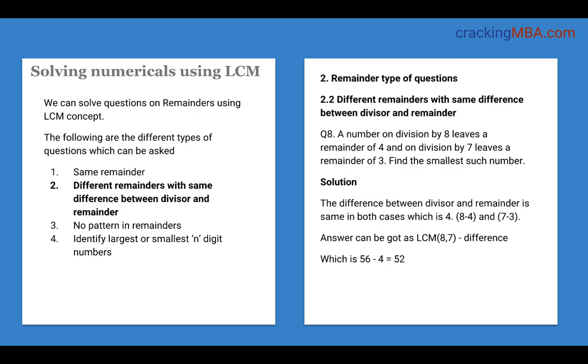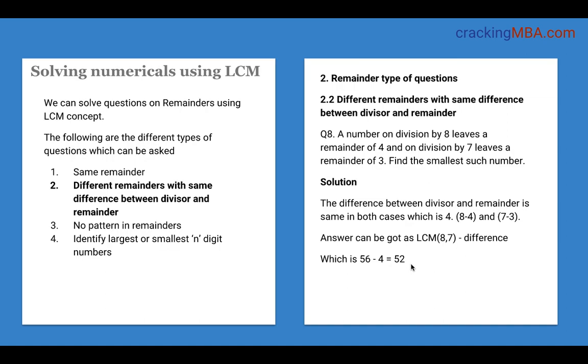A number on division by 8 leaves a remainder of 4, and on division by 7 leaves a remainder of 3. Find the smallest such number. Here we observe that the difference 8 minus 4 is 4, and also 7 minus 3 is 4. So what do we need to do? Take the LCM of 8 and 7, which are the divisors, and subtract 4 from it. The LCM of 8 and 7 is 56, and subtracting 4, we get 52.